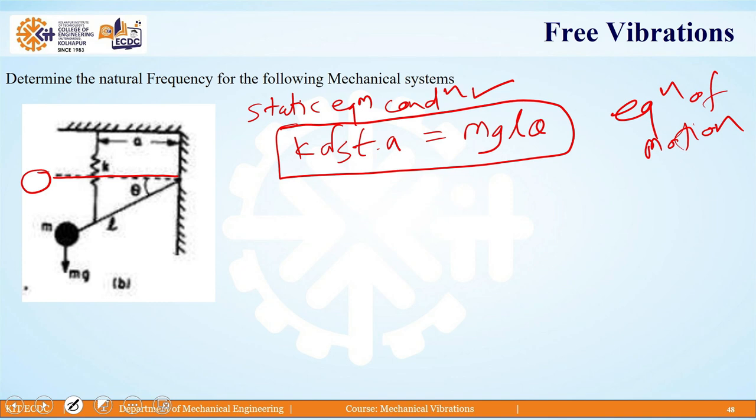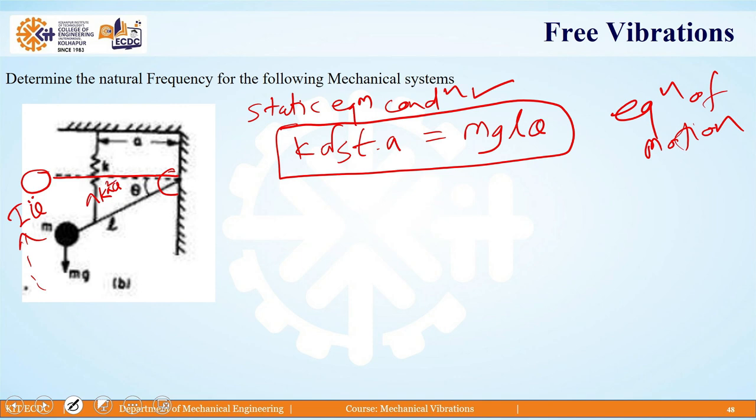Now here you can see, I am considering the mass displaced by an angular displacement of theta, the length of the pendulum is L, and the spring, with stiffness K, is attached to the pendulum at distance A. The inertial force will be opposite to the direction of motion, with magnitude I theta double dot. And this spring will not allow the mass to move downwards. So the force will be K, the stiffness, into the displacement A theta, and the torque will be KA square theta.